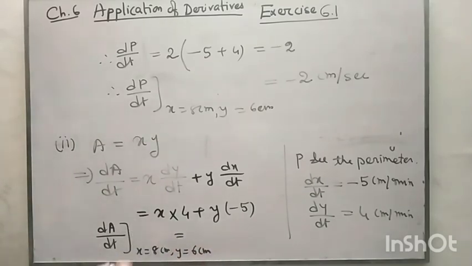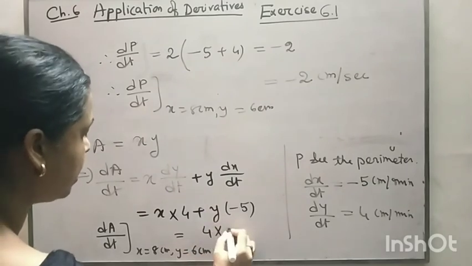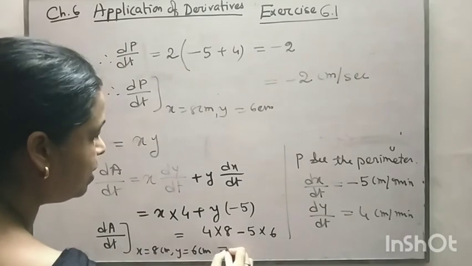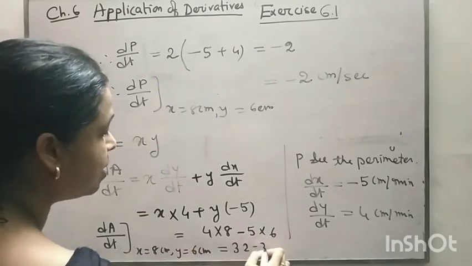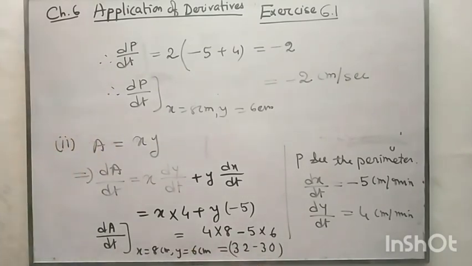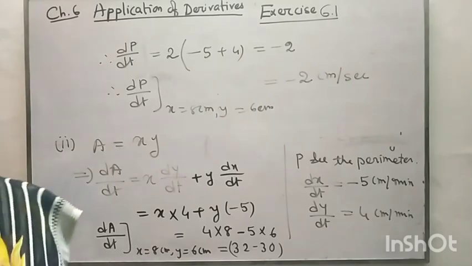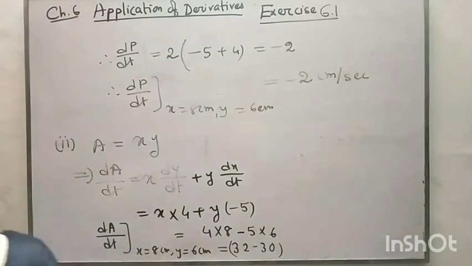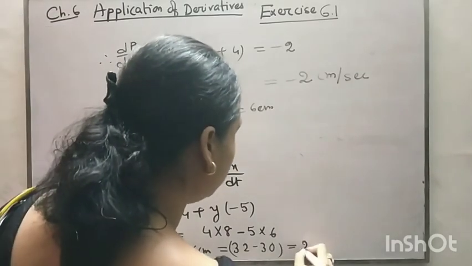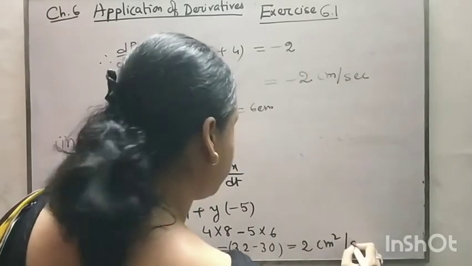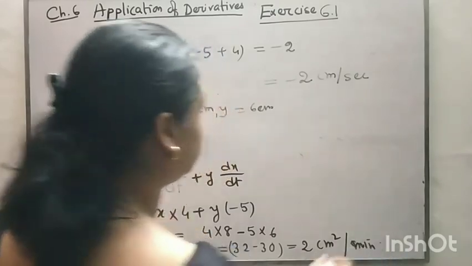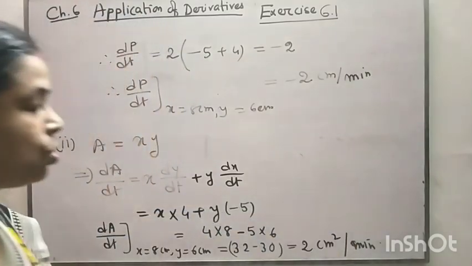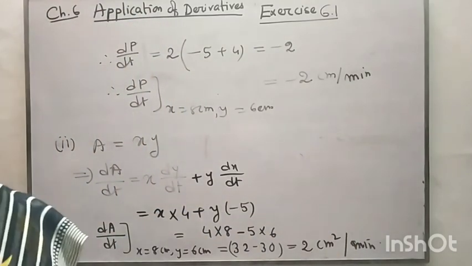y equal to 6. 4 times x, x means 8, plus minus 5 into y, y means 6. So that is equal to 32 minus 30. And the unit is what? Centimeter square, because it is area, right? So this is equal to 2 centimeter square per minute. Sorry, this should be minute, because it is given in minute. So you see, this is the solution of the second part of the question.